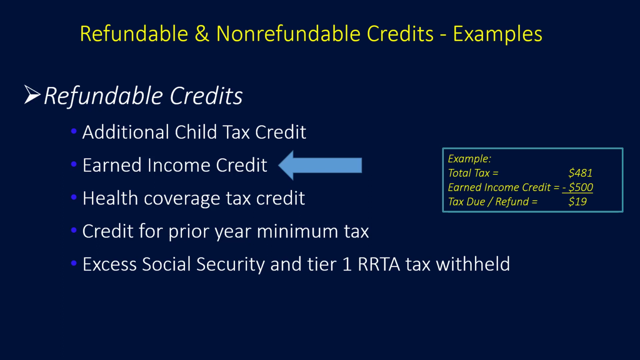In this example, total tax on the return, $481, earned income credit, $500. In this case, the taxpayer would get a refund of $19. Earned income credit is a refundable credit.